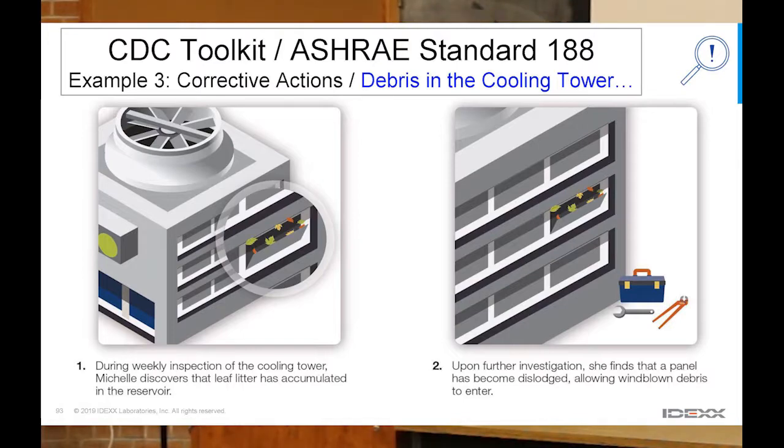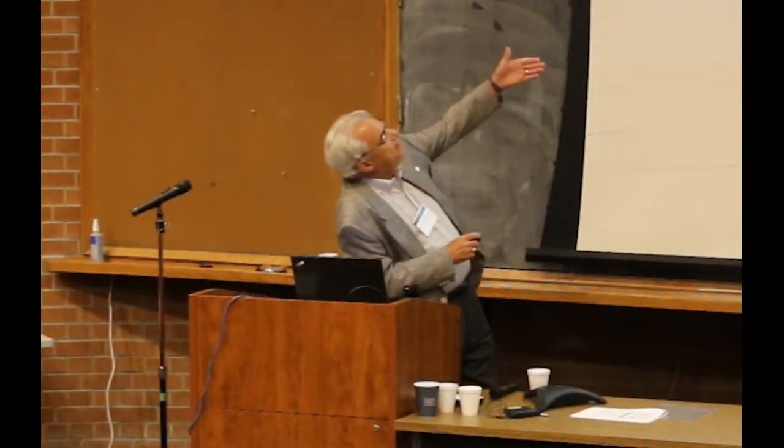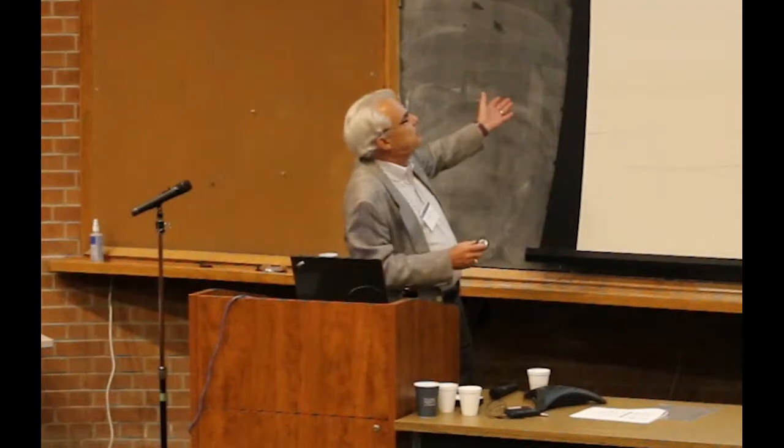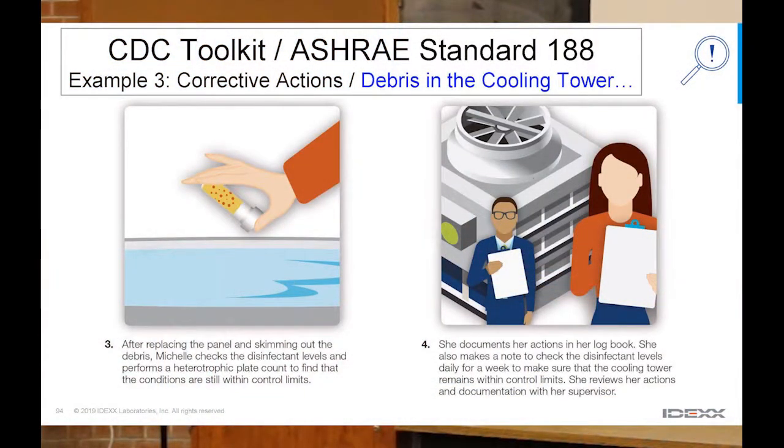Apparently this got in there. So upon further investigation, she finds that a panel has become dislodged, a louver that should be keeping that stuff out, allowing this windblown debris to enter. And so after replacing the panel and skimming out the debris, Michelle checks the disinfectant level. Did that have any effect? Did all those organics, all those leaves and whatever come in there, maybe drop our disinfectant level down if it was chlorine? And so she decides, let's go ahead and do a bacteria test as part of the program, and finds that the conditions are still within control limits.